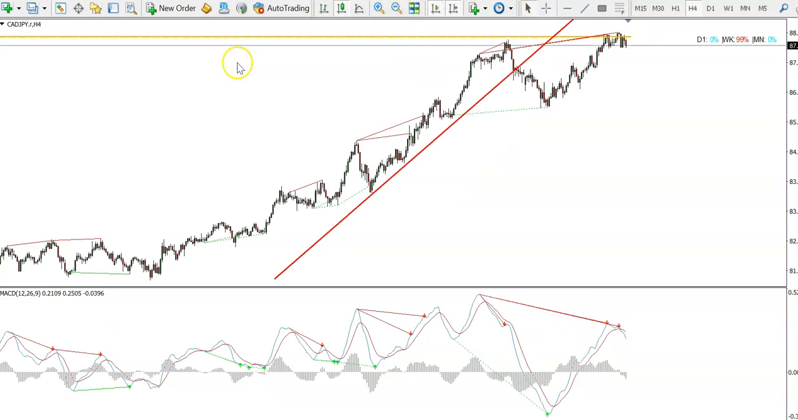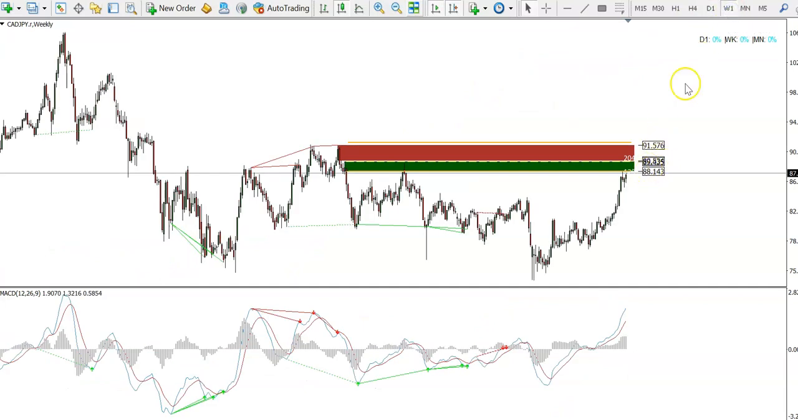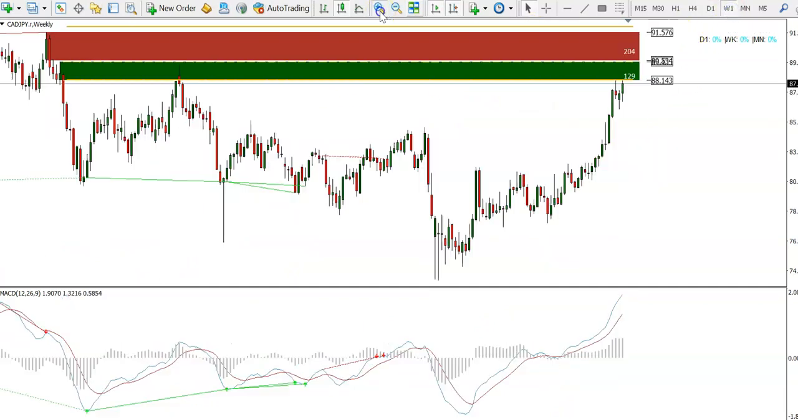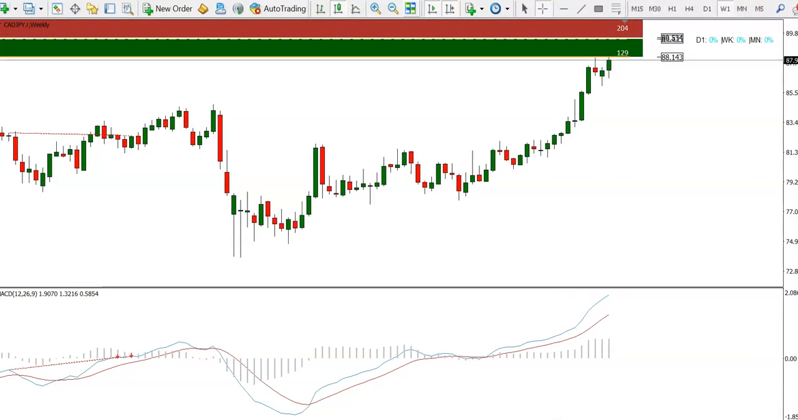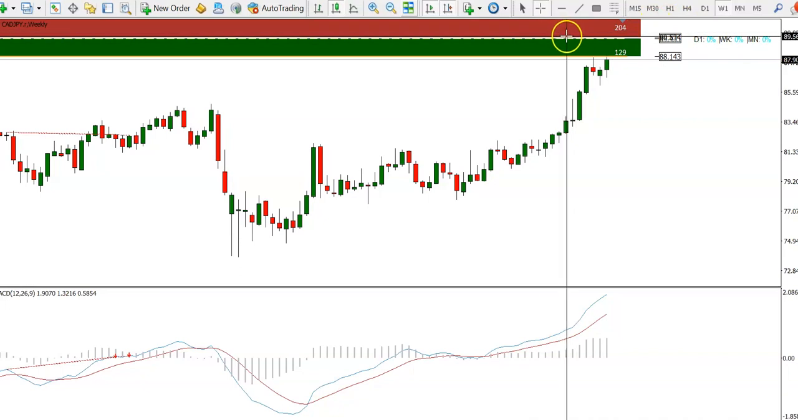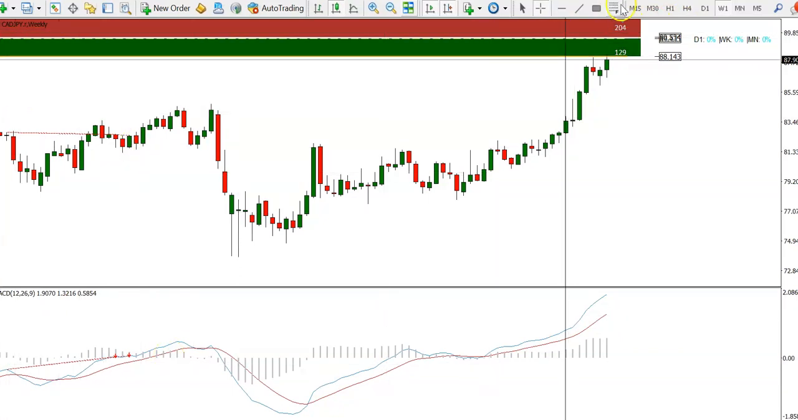And basically I'm going to enter this trade when the market opens on Monday at 88. Okay, so I'm going to sell this position at 88. My stop loss is going to be above. Okay, so I'm going to try and get my stop loss above this area here, at 89,300. Okay, and we take profit.